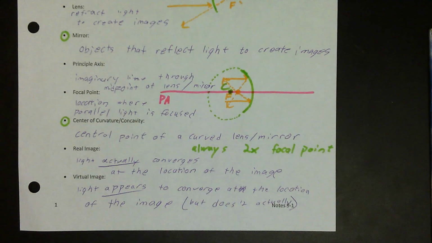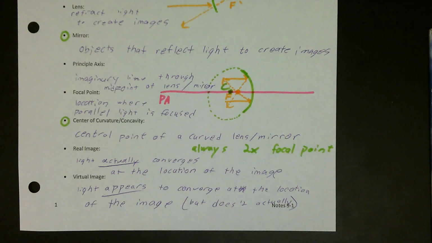And virtual images only appear to converge at that point. So this projection is a real image because it's actually going there. Like, I can see the light on my hand, right? It's actually reaching this point in space. It's not appearing to, it's actually getting there.